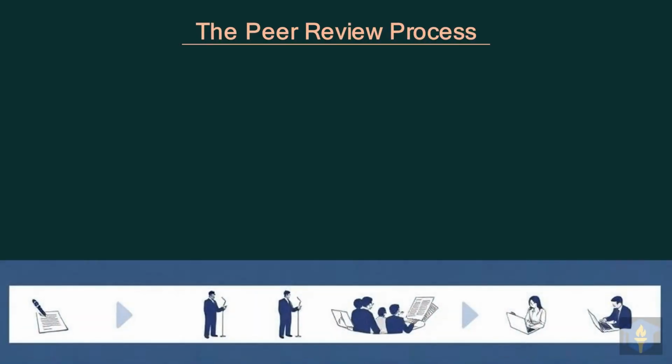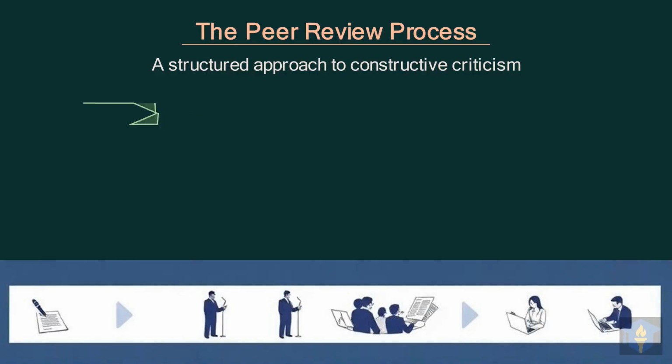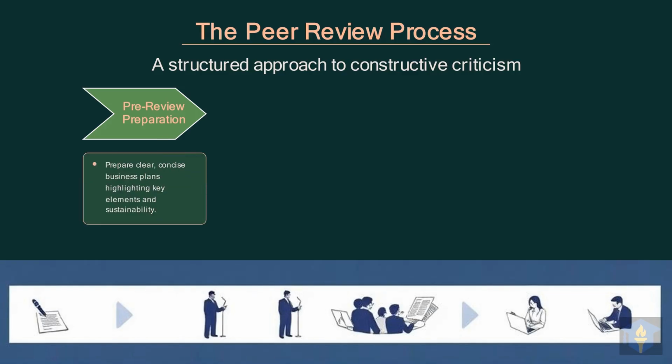Now, let's examine the structured peer review process for agribusiness planning. This approach provides a systematic method for receiving constructive criticism. The first step is pre-review preparation, where you organize your materials. Prepare clear, concise business plans that highlight key elements and sustainability aspects.